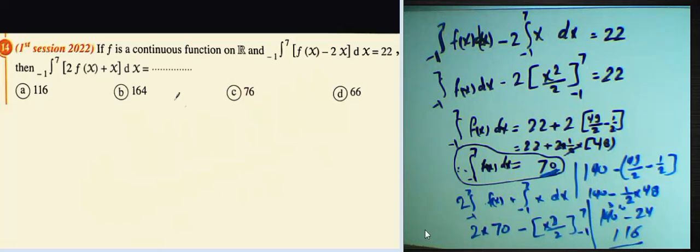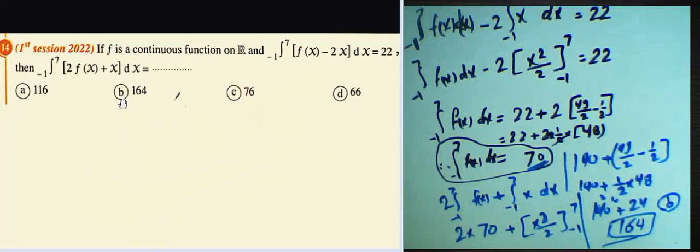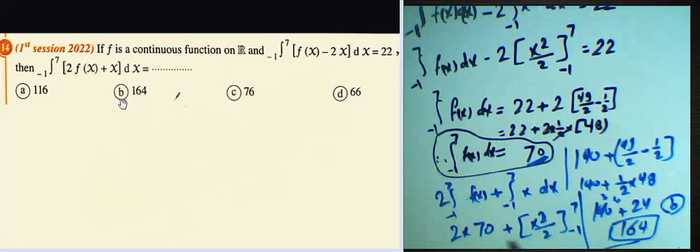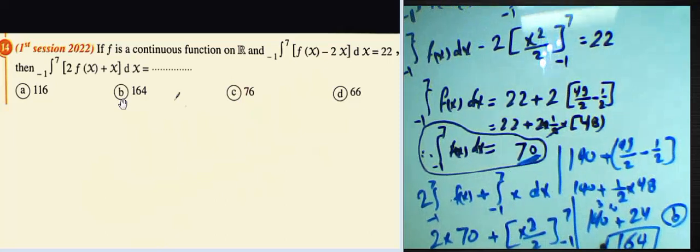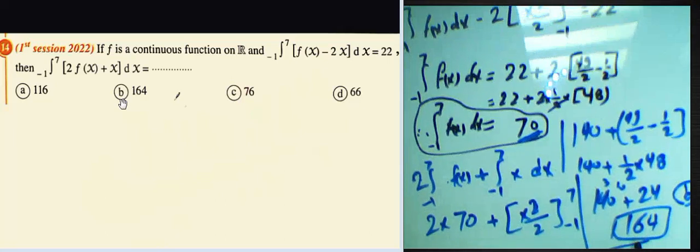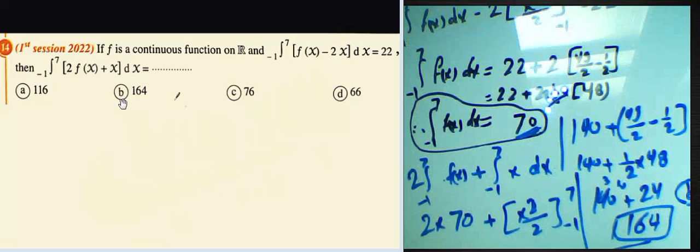Choose letter A. Look at the sign here, it was positive. Okay, it was positive here, then the result will be 164. Choose letter B, because it was 8. You want to find the sum between the results about integration, 8 plus. Okay, it will be 140 plus 24 equals 164.